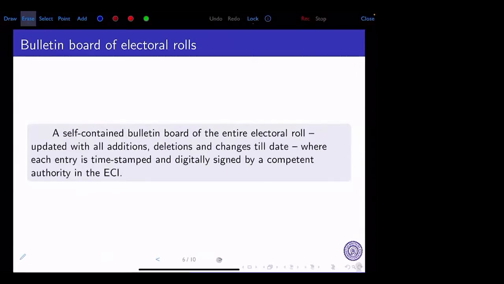And the second one, derived from the first one, is a bulletin board of the electoral roll. This is a self-contained bulletin board of the entire electoral roll, updated with all additions, deletions, and changes till date, append only, where each entry is timestamped and digitally signed by a competent authority in the ECI. Who has added that entry on the bulletin board? Who has deleted that entry on the bulletin board? And it is linked to the first bulletin board. So the current electoral roll can be computed publicly from the second bulletin board, right? So anybody should be able to compute the electoral roll. And this is constituency wise. So every constituency should maintain its own bulletin board.